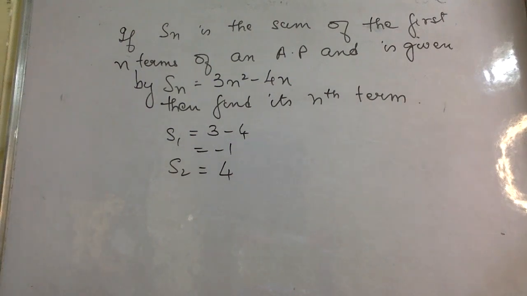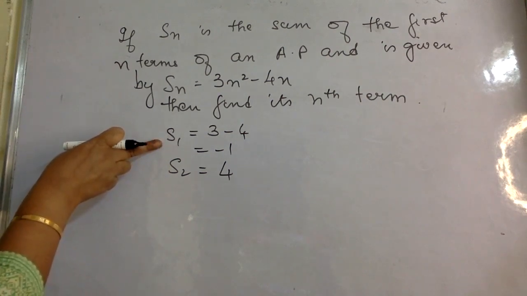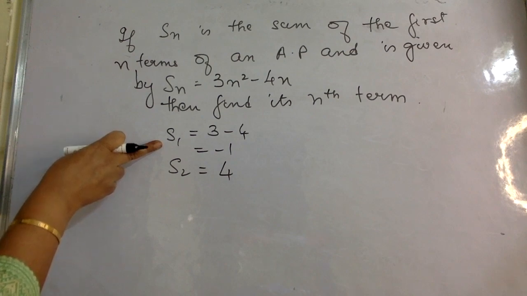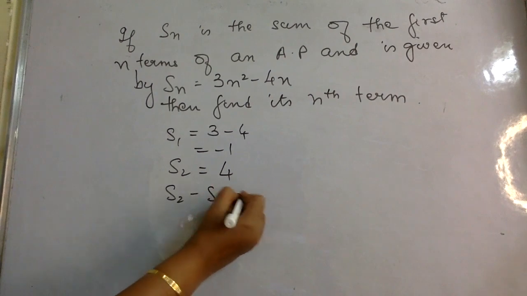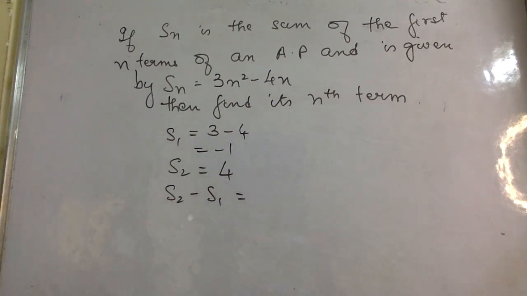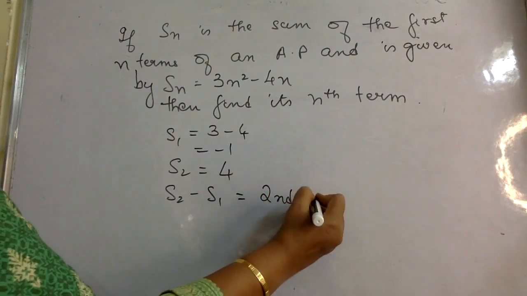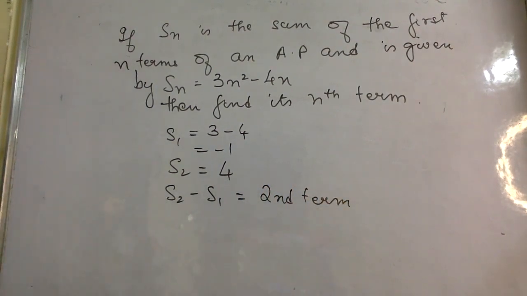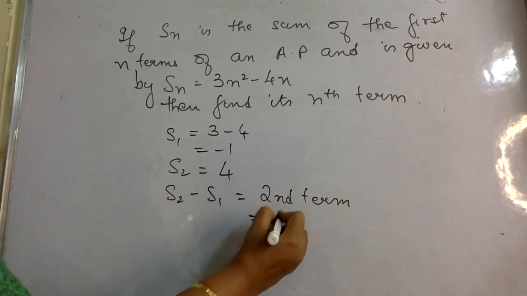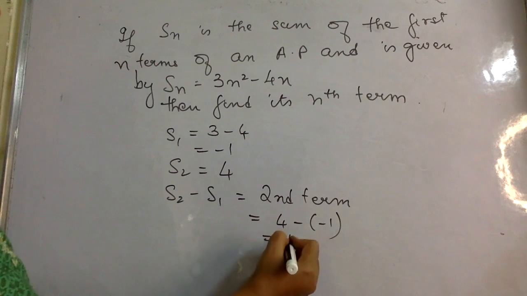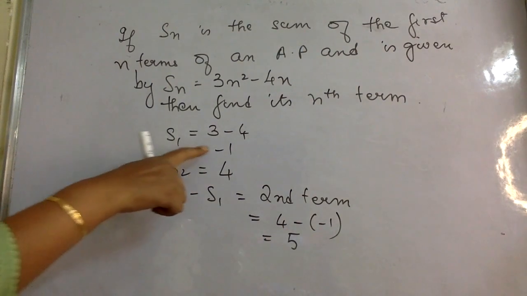Now from the sum of the first two terms, if I subtract the sum of the first term, this is a very common mistake. S2 minus S1 is equal to what? Remember, it gives me the second term. It does not give me the common difference. So here that is 4 minus minus 1, that is 5. So the second term is 5 and the first term is minus 1.